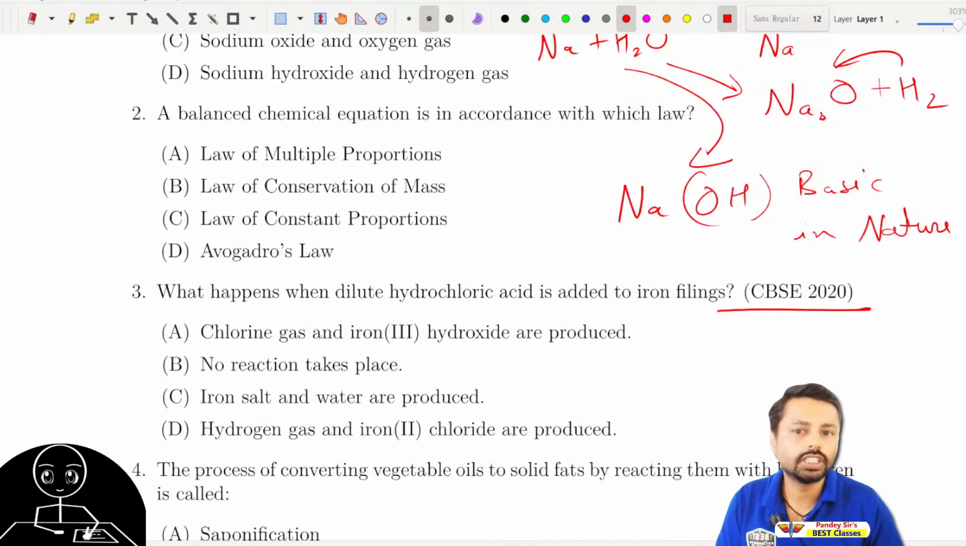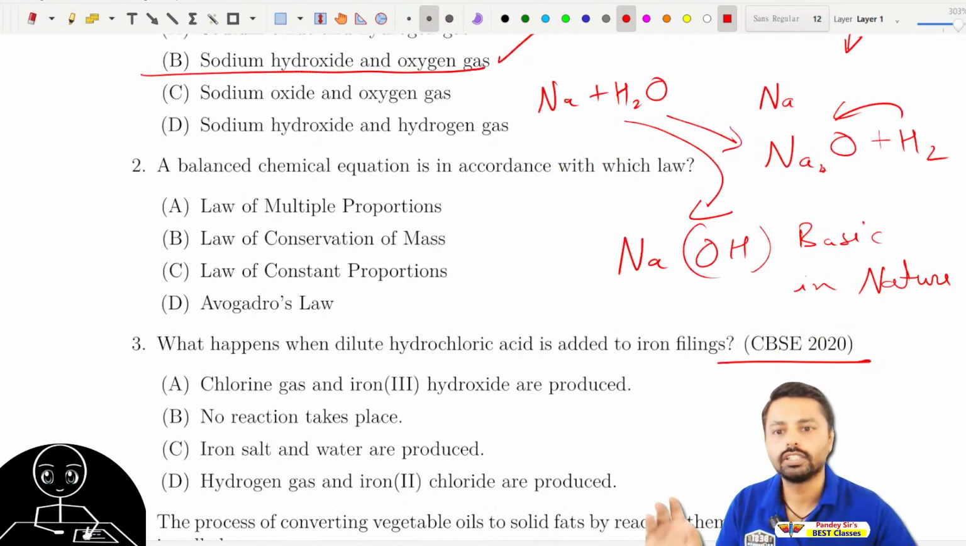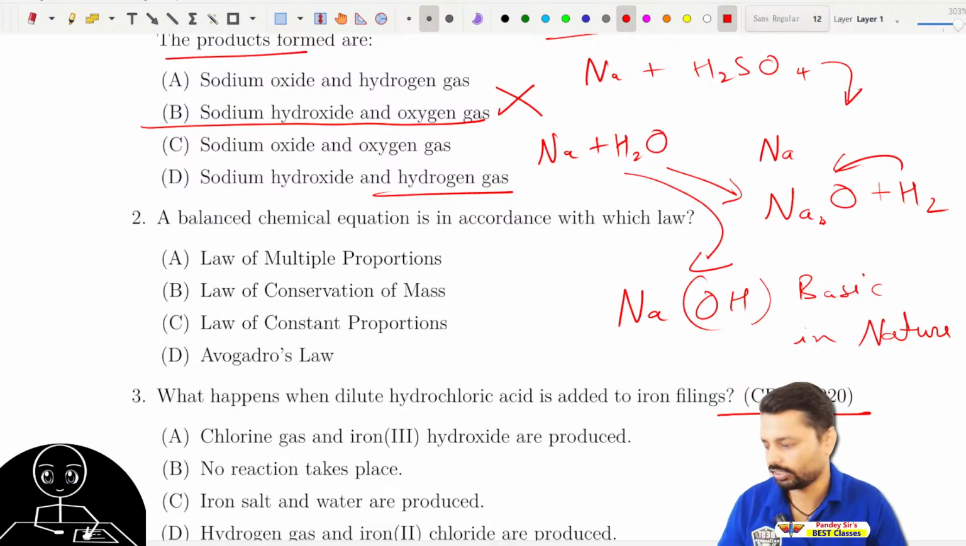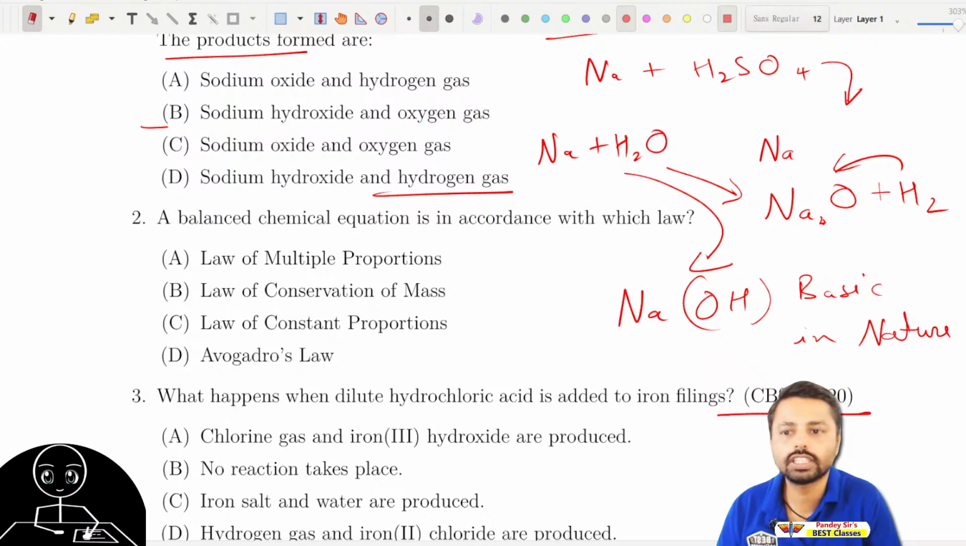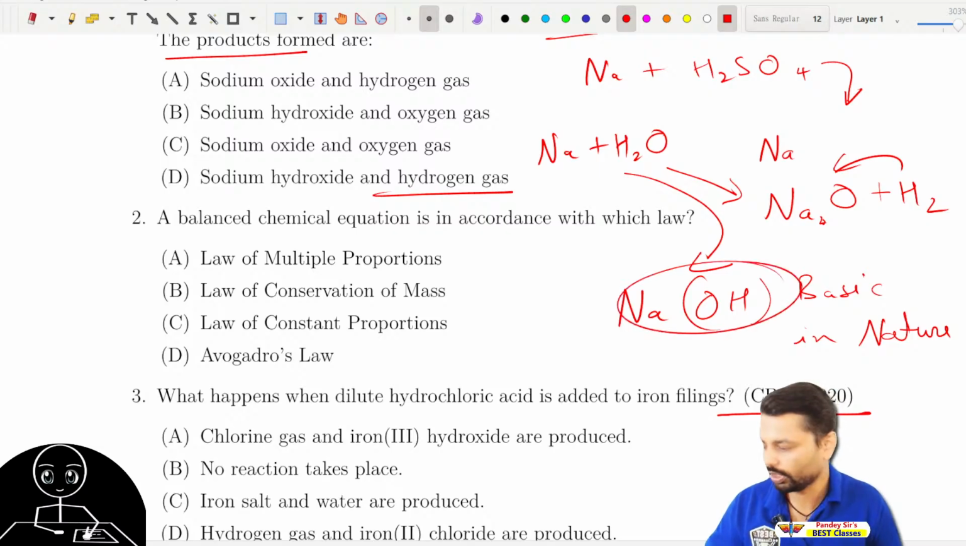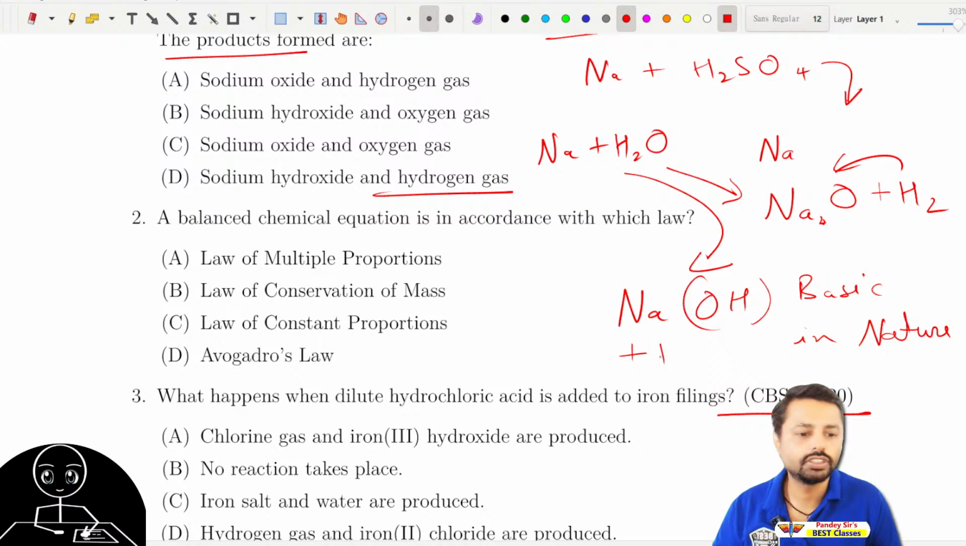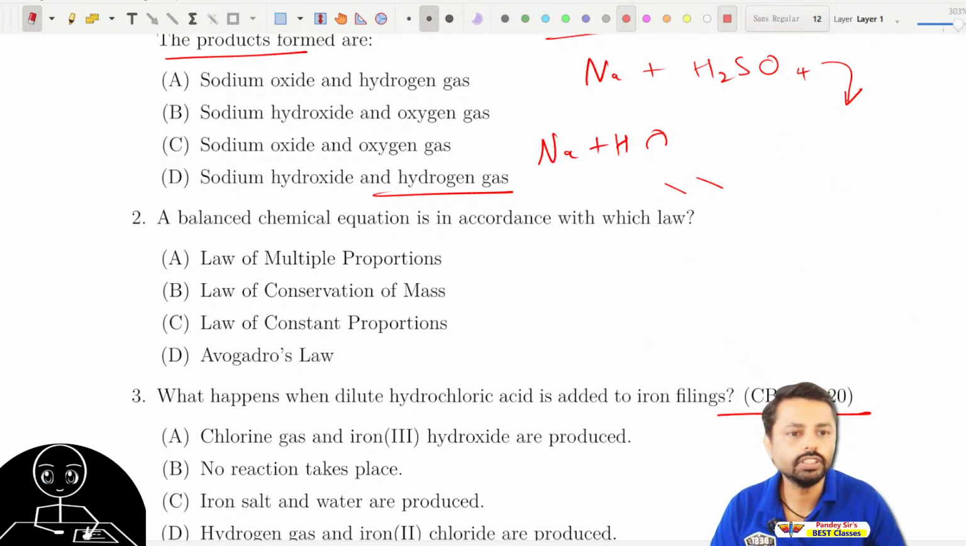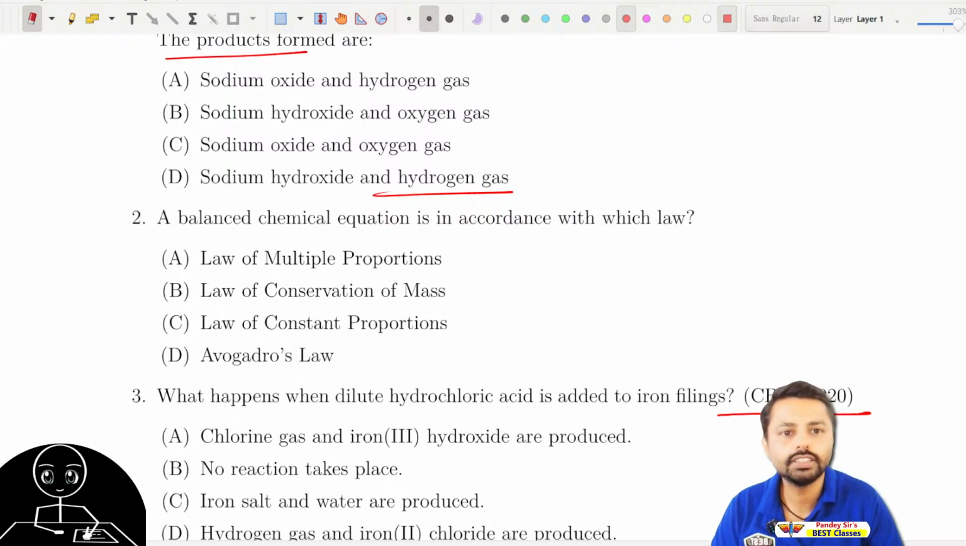Anyway, for this question, the correct answer is sodium hydroxide and hydrogen gas. Wait, what? No, this is not correct. Sodium hydroxide and oxygen gas can't be correct. Hydrogen gas. See here, NaOH. Okay. So oxygen is used and remaining H2 will be here. So I'll write the correct equation so that you won't get confused. I'll delete it all and then write down the correct equation. After that, you also try what will be the complete reaction.